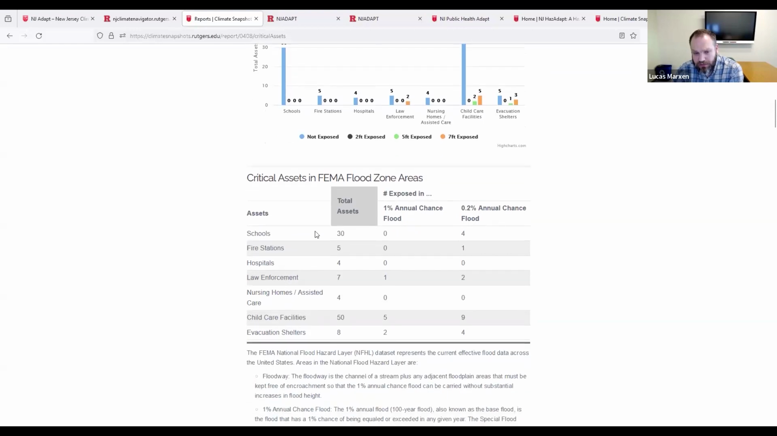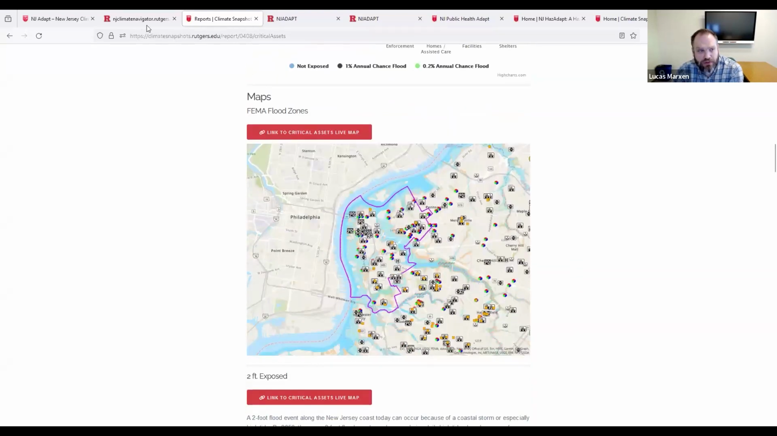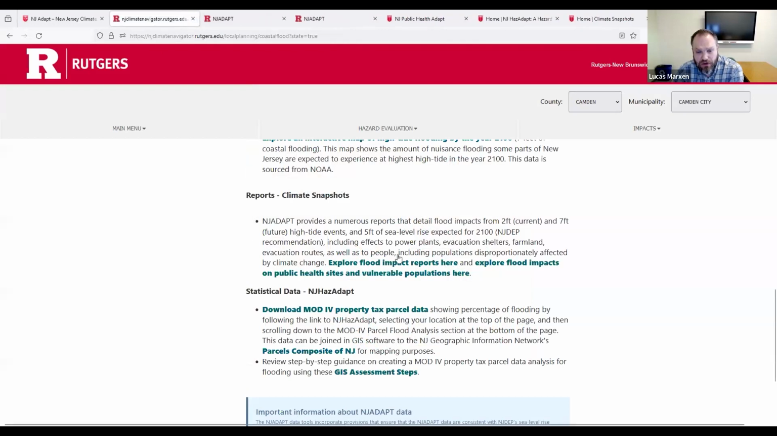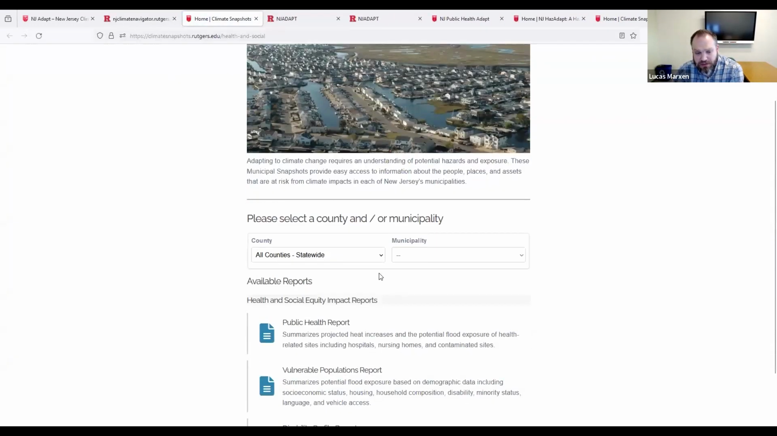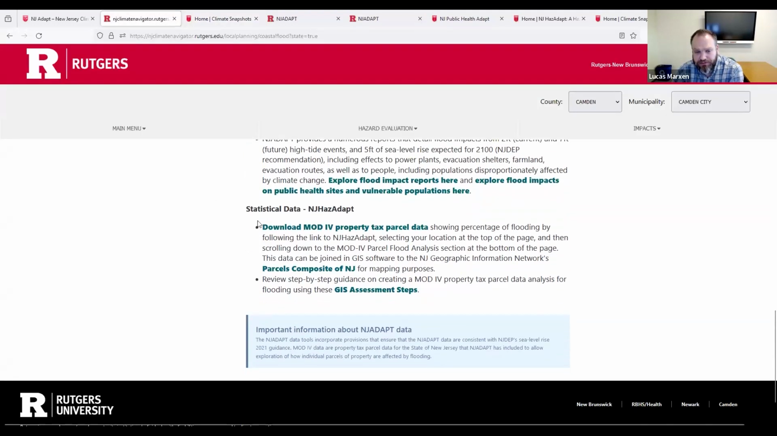We also show the data based on the FEMA flood zone, so showing the number of assets within, say, a 100-year floodplain and a 500-year floodplain. And maps are included as well. So you can access those from the local planning navigator. We also have reports that look at flood impacts specifically on populations, so public health and vulnerable populations. We also have some data on disability populations within those areas.